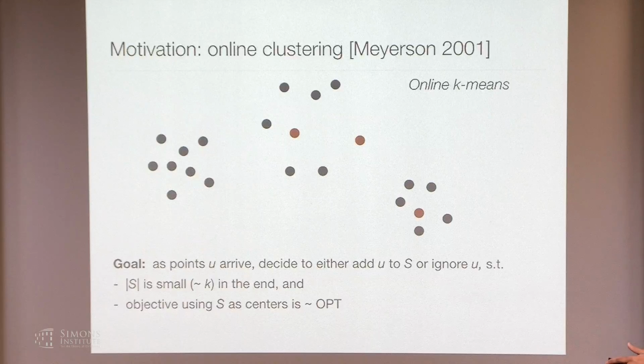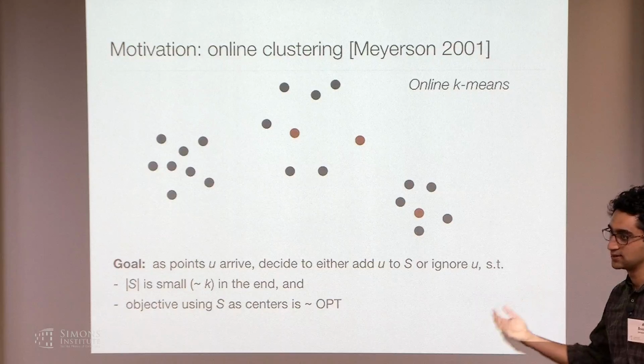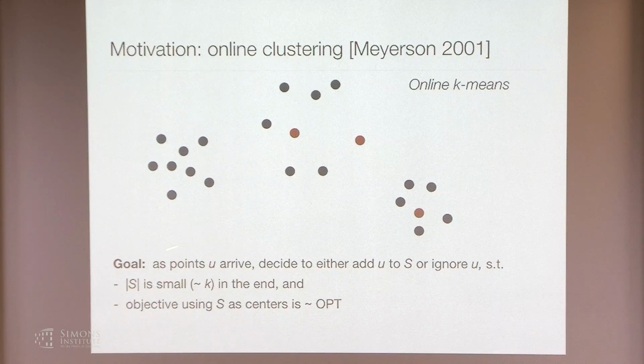Let's now consider the online k-means clustering problem. This is the usual k-means that we've seen multiple times, in its online version. Points u arrive one by one, and each time you either add u to S or you ignore it. In the end you want two things: the size of the set you end up with is small, roughly k, and if you compute the k-means objective using S as the centers, you get a value that is almost the same as opt.